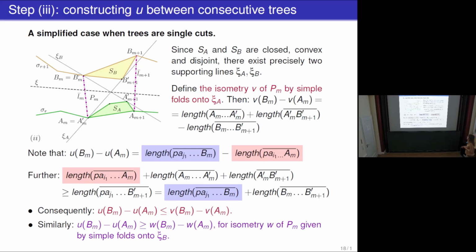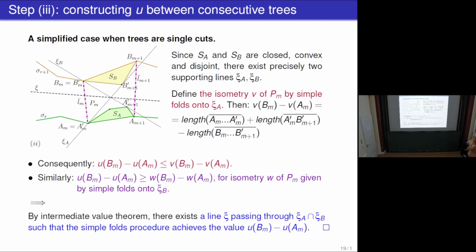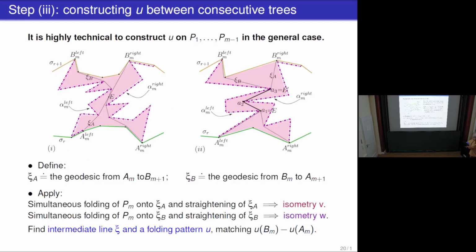And then by symmetry, when you project on sigma B, you have the opposite inequality. So when you take a line in between, you can fold both pieces of geodesics under consideration onto that intermediate line. In fact, you can compute how this line looks like. You fold onto this line, and then you achieve exactly the distance between the images that you want to match from the previous inductive steps. So this is just a simplified case. It's like the intermediate value theorem, there is the line. But now in the general case, it is highly technical to construct.